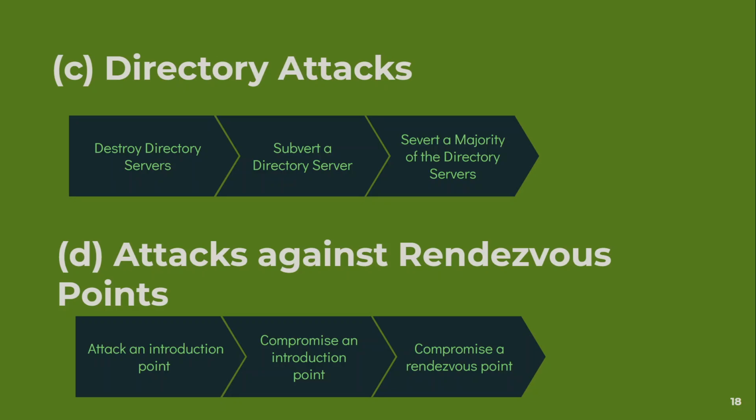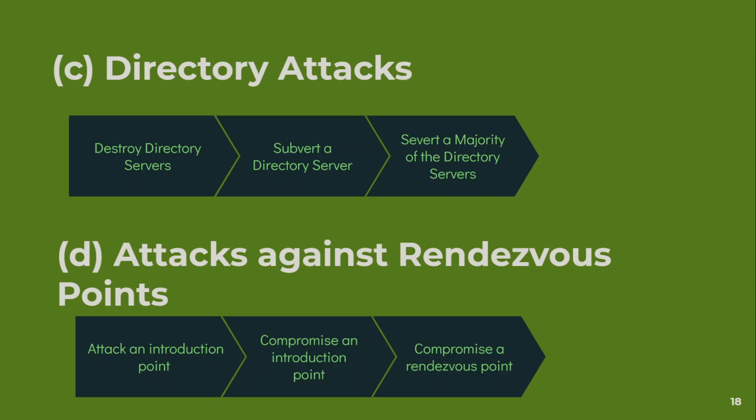And majority means that if there are enough nodes that are compromised and attackers have control of them, then they could get control over the entire circuit and decrypt the entire data. So now I'm going to be talking briefly about the rendezvous points.